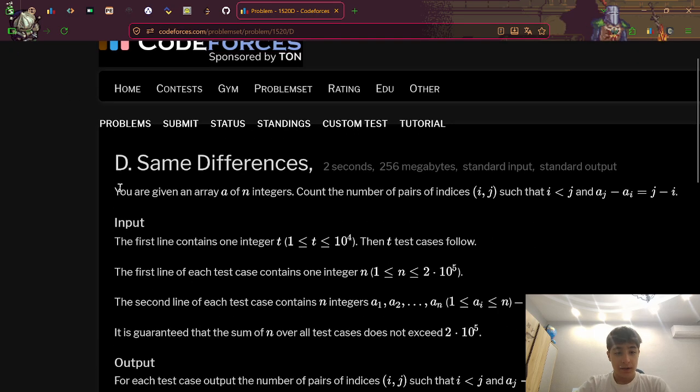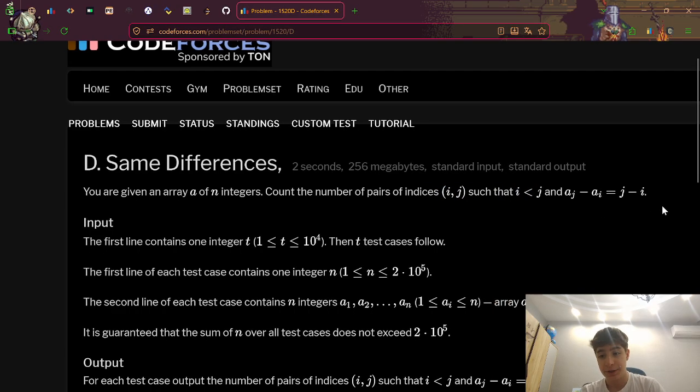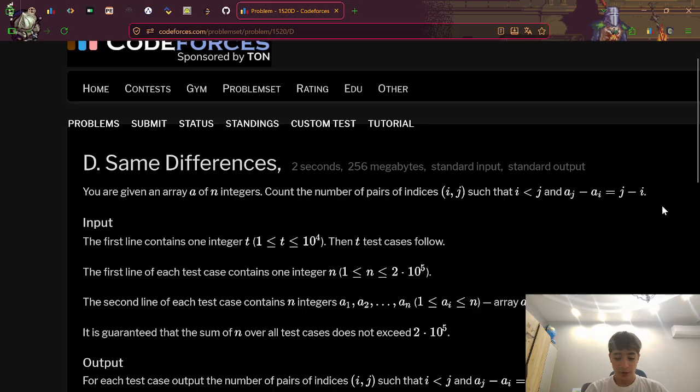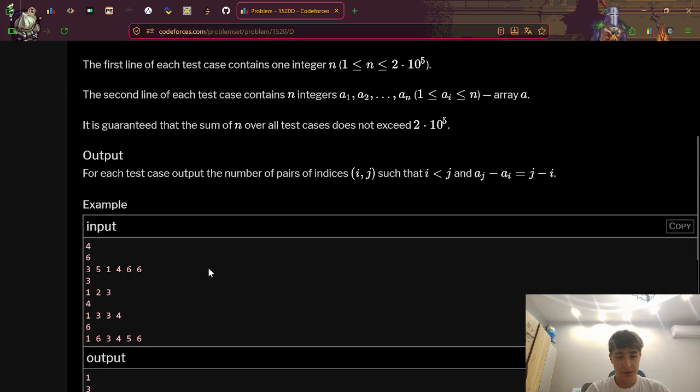For example, you are given an array a of n integers. Count the number of pairs of indices i and j such that i is less than j and a_j minus a_i is equal to j minus i. So the main thing to understand is a_j minus a_i is equal to j minus i. Let's work on this.